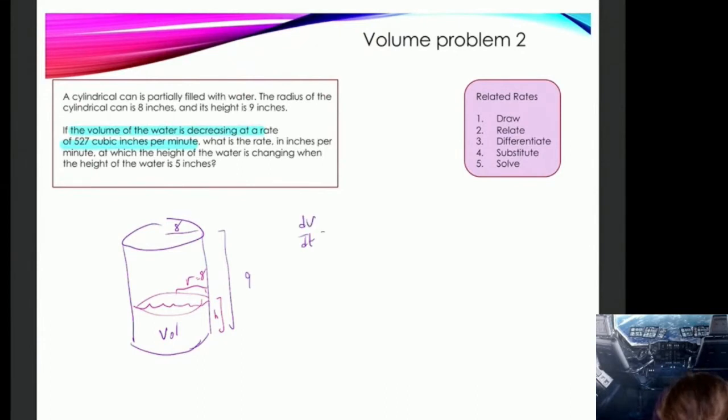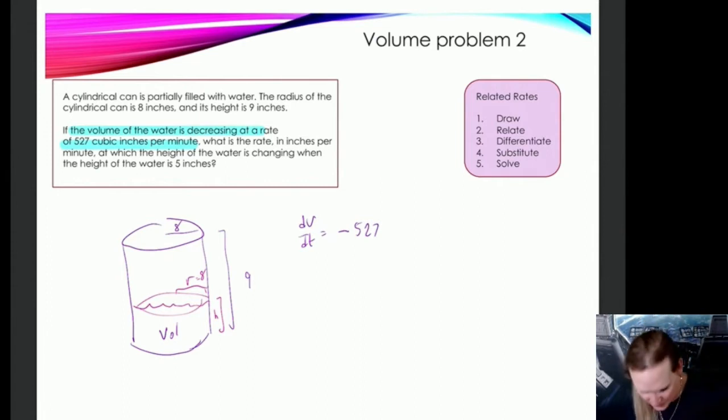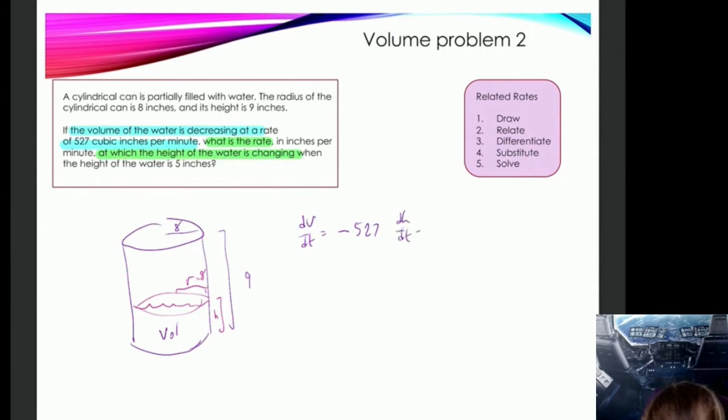So dV/dt is equal to minus 527. We can play the unit game, but I'm just going to omit the units for now. And they're asking me, what is the rate at which the height of the water is changing? So we're being asked dH/dt equals question mark. From those two things, I know that I need to relate V and H. And that's going to come from the statement that the volume of a cylinder is equal to pi times R squared times H.